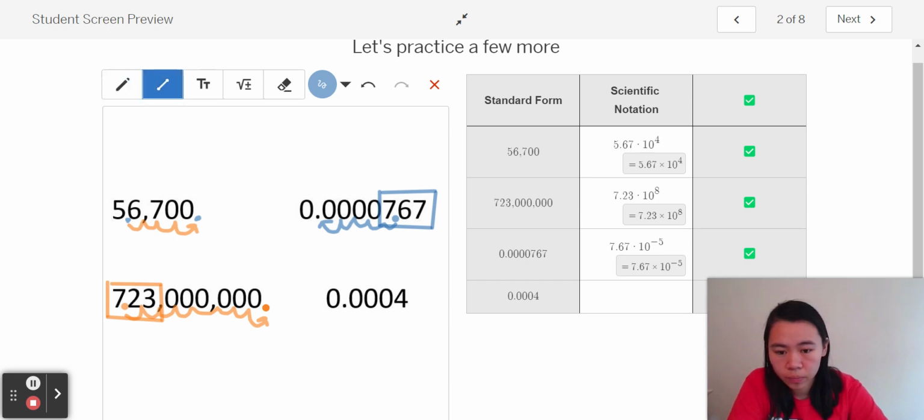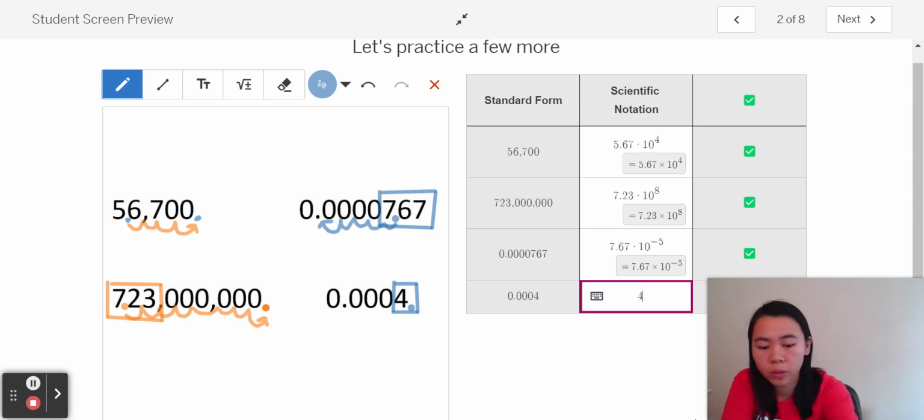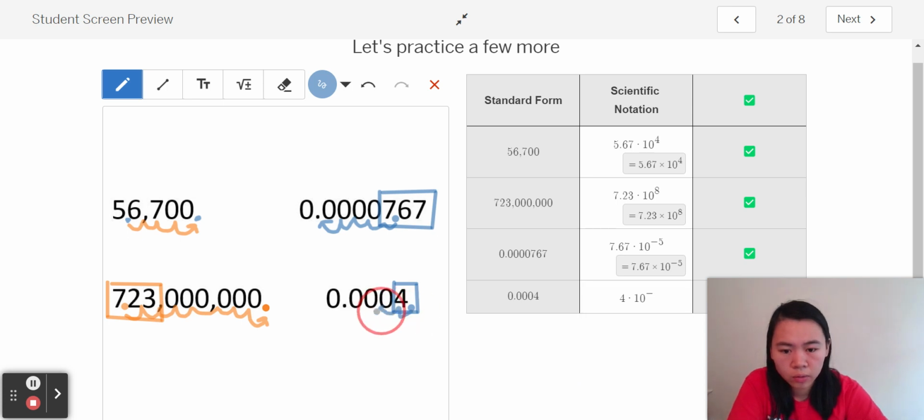Okay. Let's look at all the non-zero digits. We just have 4 this time. Where can I move the decimal place? So it's a number between 1 and 10. It's actually going to go behind the 4 right here. Okay, so 4 times 10 to the negative, because it's decimal, 1, 2, 3, 4, negative 4th.